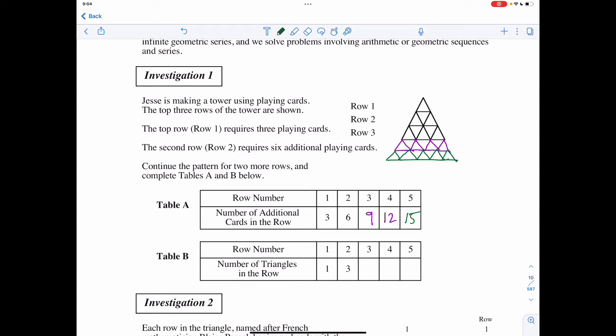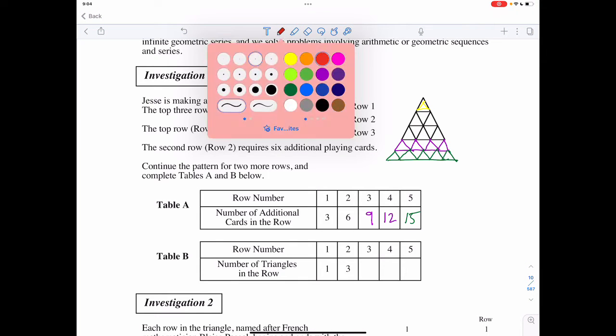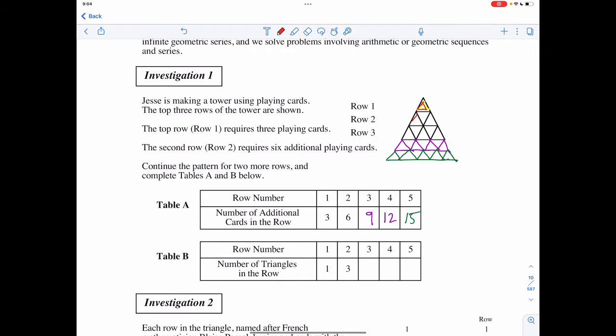Now, how many triangles were in the row? The first row just had 1 triangle up at the top. Second row had 3 triangles. The next row is going to have 5 triangles, then 7 triangles, then 9 triangles. Now we can see that there's a pattern to the number of cards that are required to make the next row, and there's a pattern to how many triangles will exist in each row.